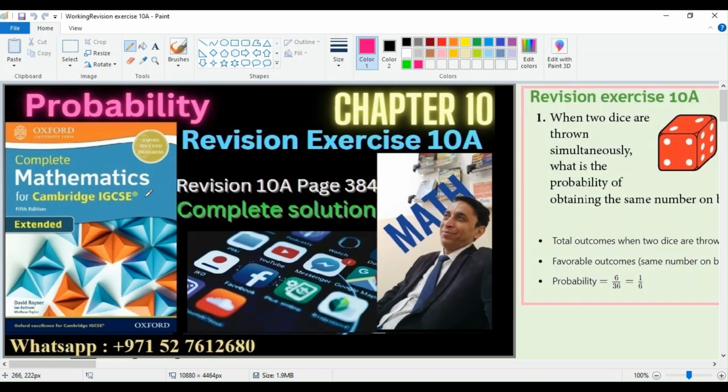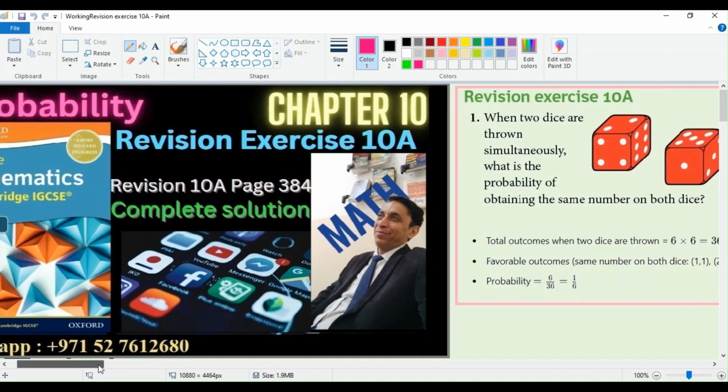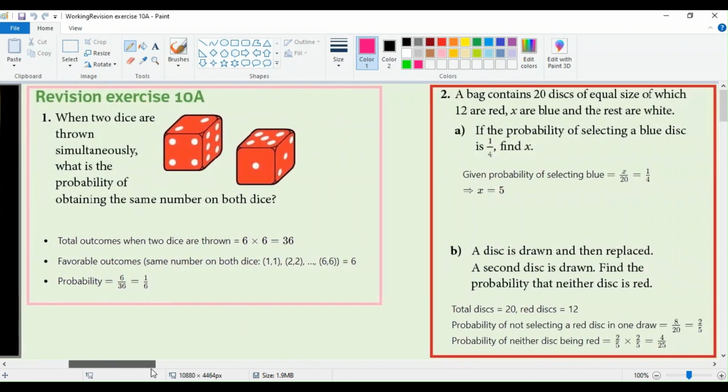Hello everyone, welcome back to a new episode in which we are going to be covering the revision exercise 10A, which is the topic of probability, chapter 10. Since we are done with exercise 1 to exercise 6, this is a revision exercise in which all the parts of the topics that we have covered in 6 exercises are going to be covered. In case you need a textbook of this in PDF format, I can provide you in the number provided. This is the exercise that you can find on page 384.